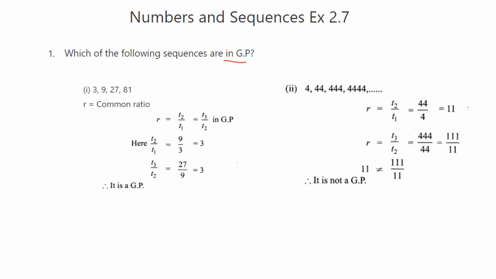Here, how will you find the common ratio? First number T1, second number T2, third one T3 and fourth one T4. Our rule is R equal to, R means common ratio, R equal to T2 by T1, that is equal to T3 by T2 means that the sequence is in GP. So we will check it.